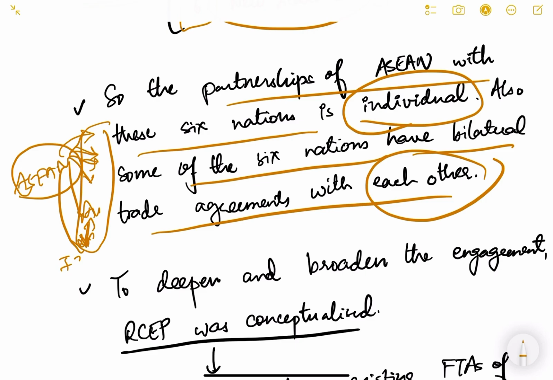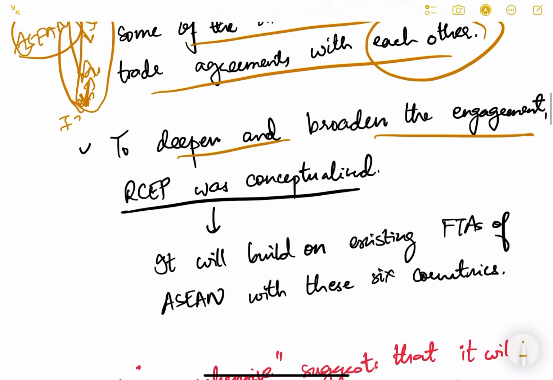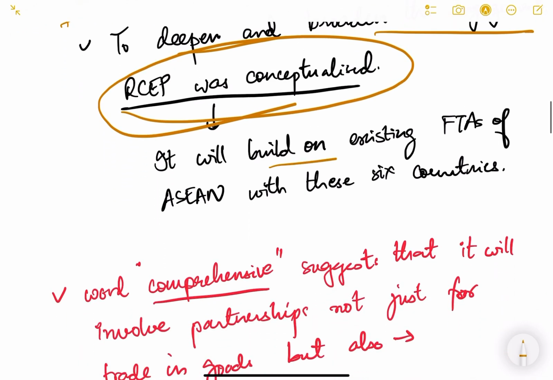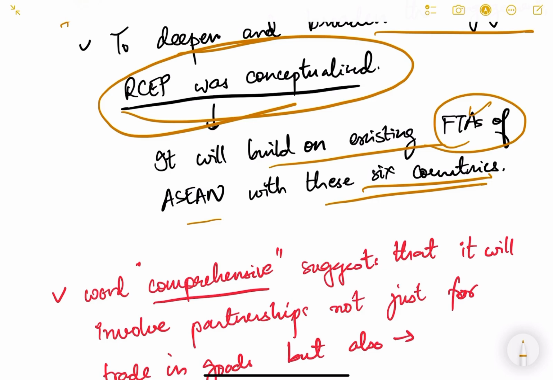So then the leaders of these 16 countries thought, why not make a comprehensive, single agreement which will be shared between all the 16 countries? That was the main idea. This is the background. To deepen and broaden the engagement, RCEP was conceptualized. The leaders thought that anyway we have individual agreements with each other, so let us make a comprehensive agreement, and it will build on the existing free trade agreements of ASEAN with these 6 countries. Already we have free trade agreements, we can add some more things, build on those, and that is how we can make a comprehensive regional agreement.